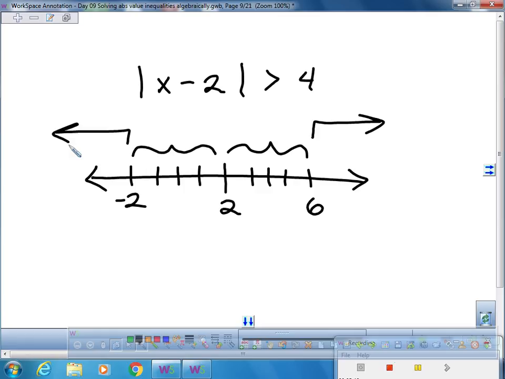Well, when I went in this direction, I went on the negative side of the number line, and therefore I have to switch that sign, because this would be greater than, right? And this would be less than. I hope that helps a little bit. Okay. I know, it's a little bit abstract.